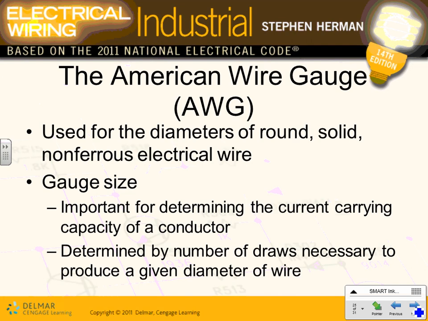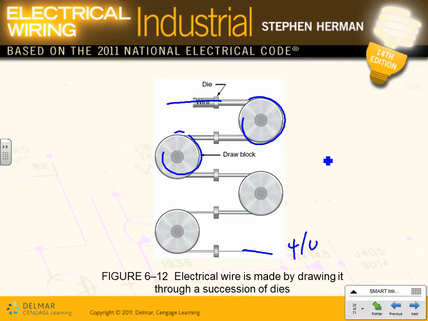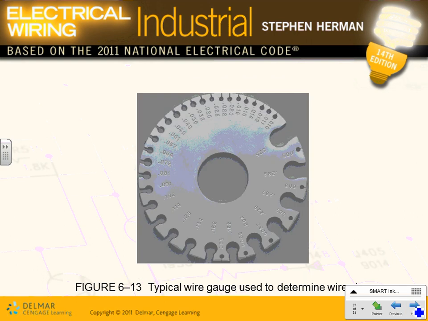This is just about the American wire gauge and how they make it. The way they do it is by the number of draws, and they have a nice picture here. You start with a big wire over here, and then based on all these draw blocks, you end up here with, for example, 4 AWG. That's how we decide the number of wires in these draws. I'm not going to get into that.